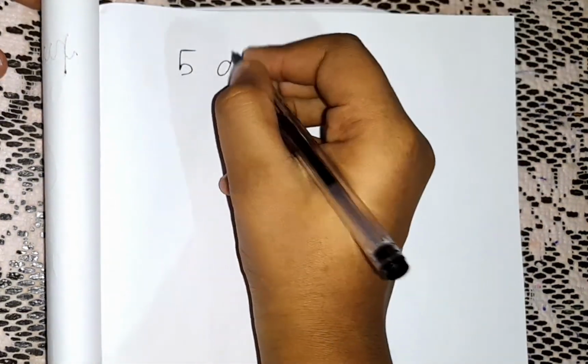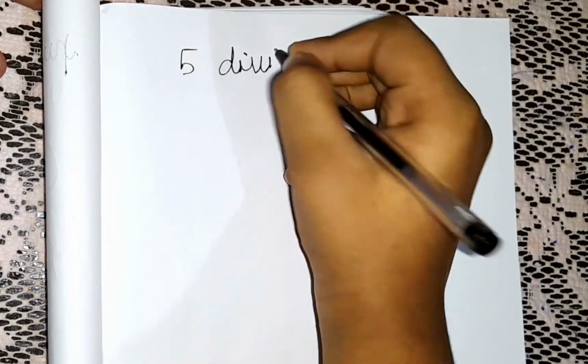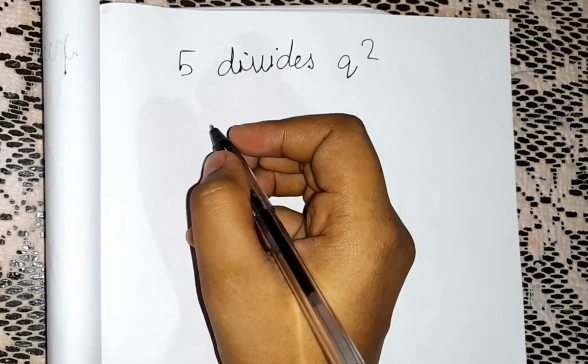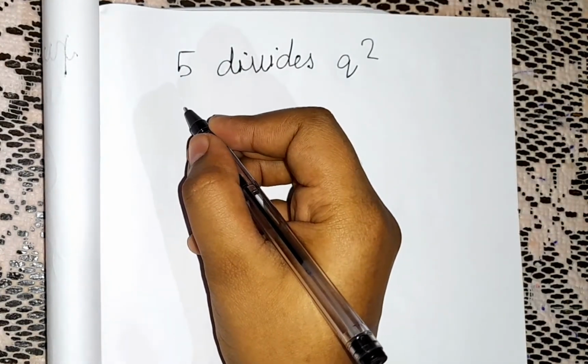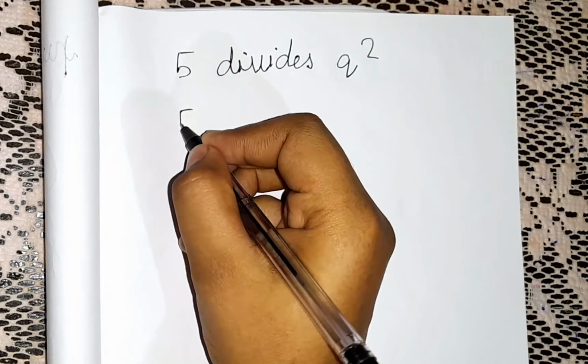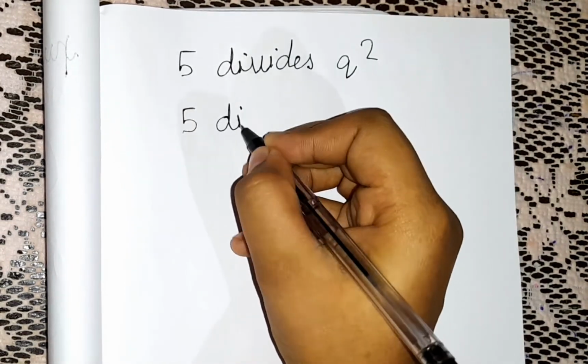So 5 divides q square, and 5 divides q square, and we shall write 5 divides q.